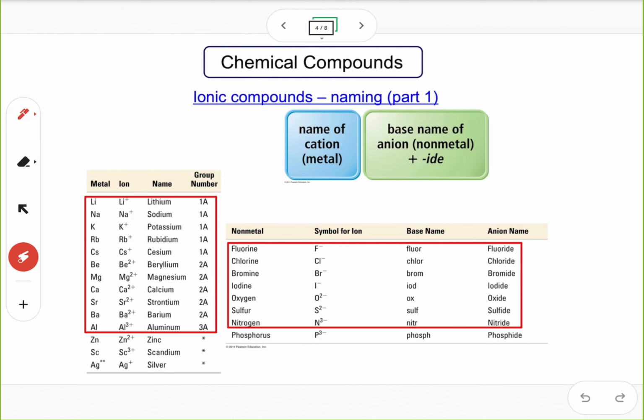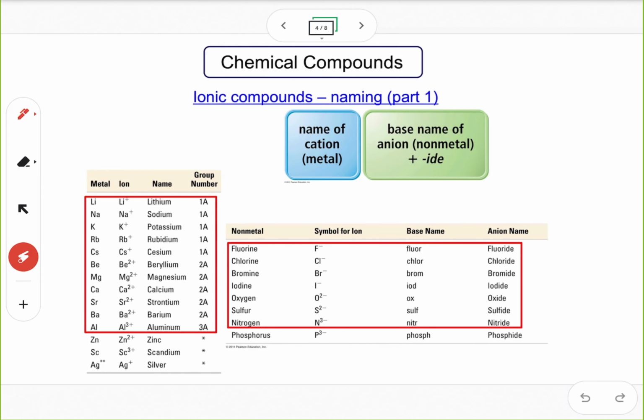Okay, group 1 elements tend to lose 1 electron to become more stable. Group 2 elements tend to lose 2 electrons to become more stable. And aluminum, group 3, tends to lose 3 electrons to become more stable, satisfying the octet rule. And here, these are some other ions from transition metal groups, but they are not required.